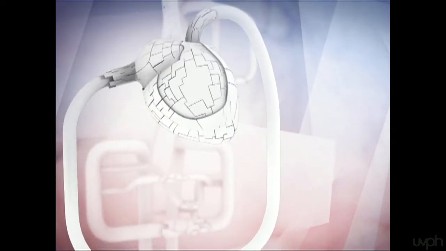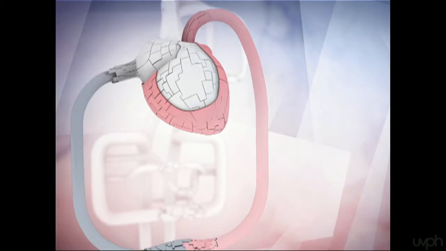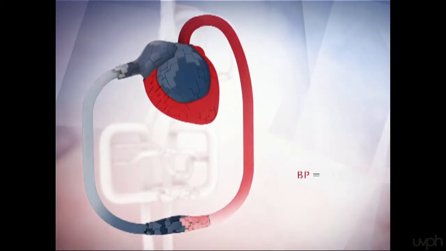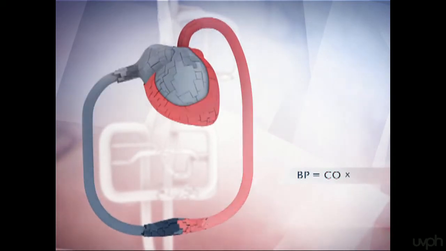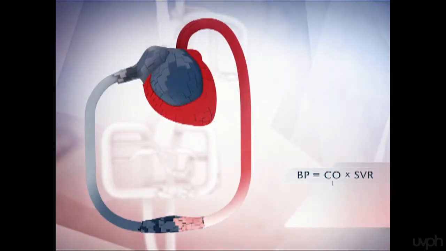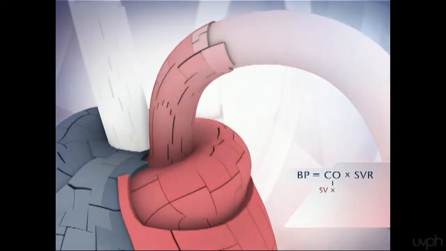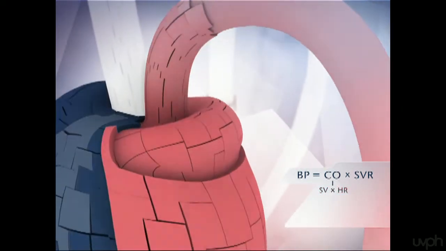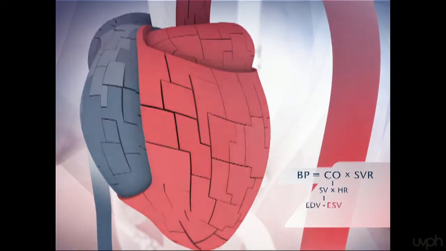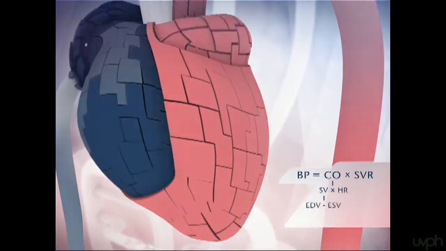In order to understand the treatment of acute hypertension, it's vital to review the hemodynamic equation, in which blood pressure equals cardiac output times the systemic vascular resistance. Cardiac output is a product of stroke volume times heart rate. The stroke volume is determined by the end diastolic volume minus end systolic volume.